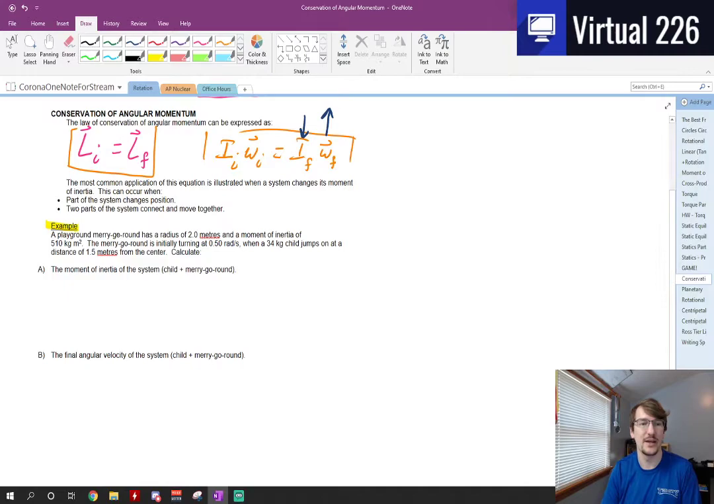You take a little merry-go-round, and it's got a radius of 2 meters. So let's draw a picture over here. So here's a poorly drawn circle. It's got a radius of 2 meters, and it has a moment of inertia, I, of 510 kilogram meters squared.